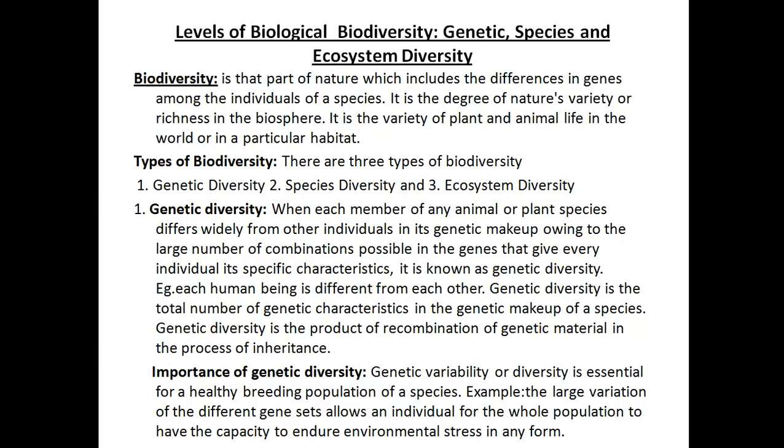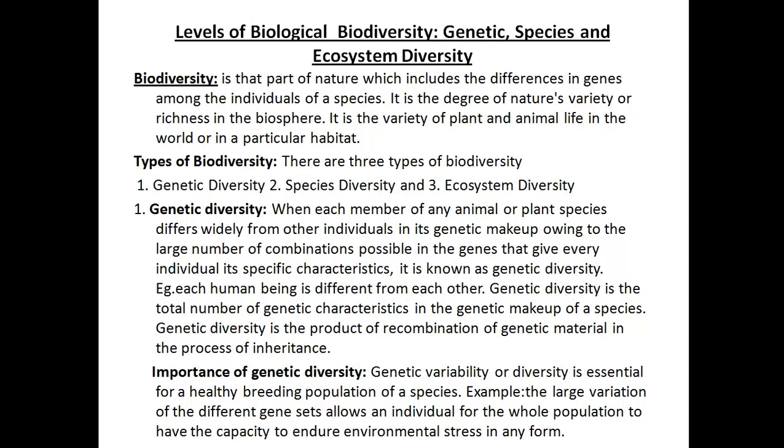Example, each human being is different from each other. Genetic diversity is the total number of genetic characteristics in the genetic makeup of a species. Genetic diversity is the product of recombination of genetic material in the process of inheritance. So, when differences occur within a species, it is known as genetic diversity. Now first let us know what is species. A species is a group of organisms which can interbreed with each other. For example, Homo sapiens or human beings. One human being is different from another human being. Thus, differences in characteristics between two human beings is known as genetic diversity.